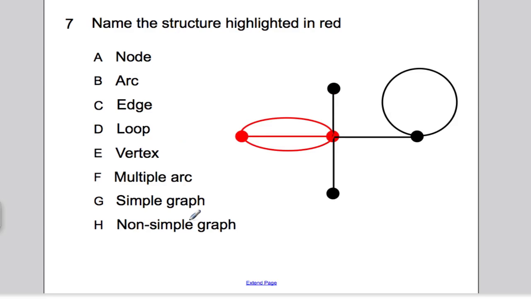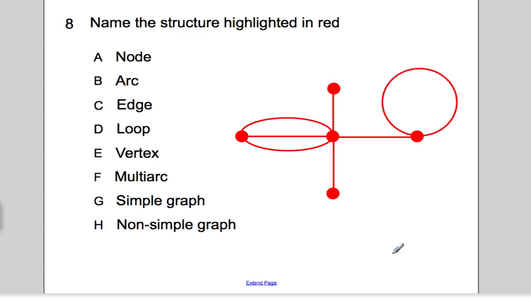Question 7. What's that structure there? Well, that structure there is a multiple arc or multi-arc, we called it previously. Okay, so two nodes or vertices connected by more than one arc, a multi-arc.